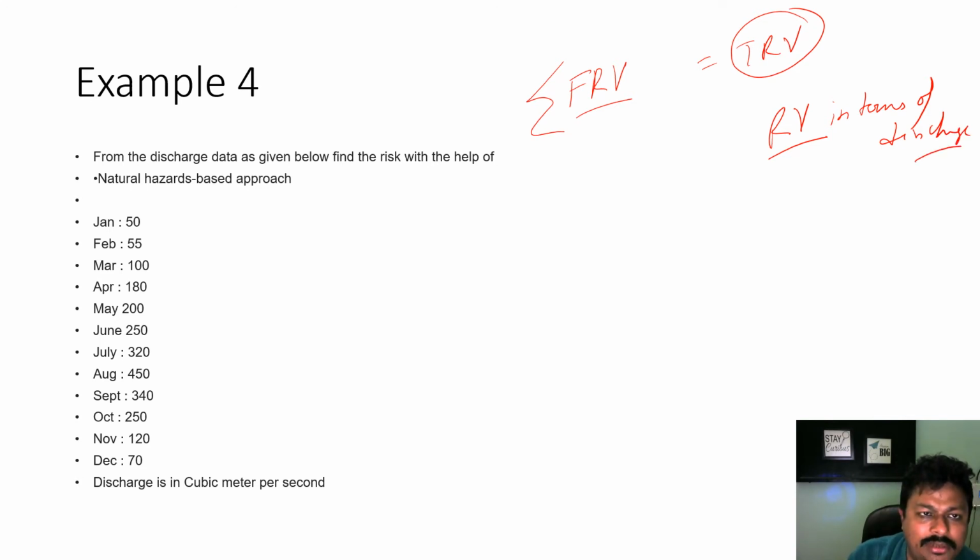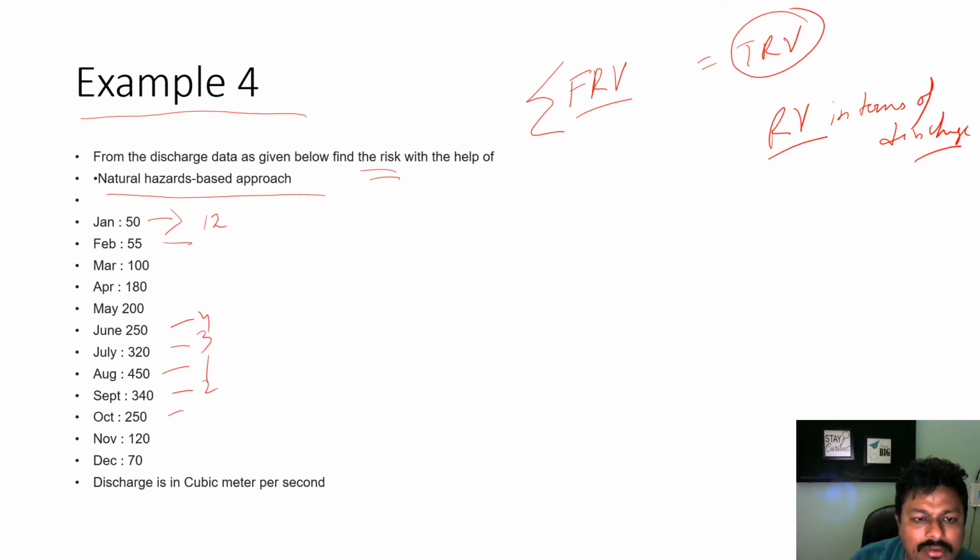Now, if I take this example 4 problem, this is the discharge data given. With the help of the natural hazard based approach, you have to find the risk value. Here also, you will adopt the same method. First, rank it in descending order. This will be 1, this will be 2, this will be 3, both of these will be 4.